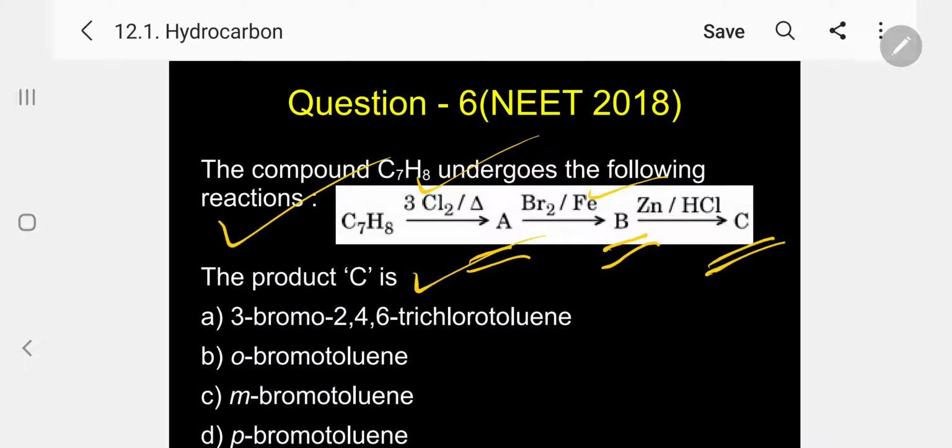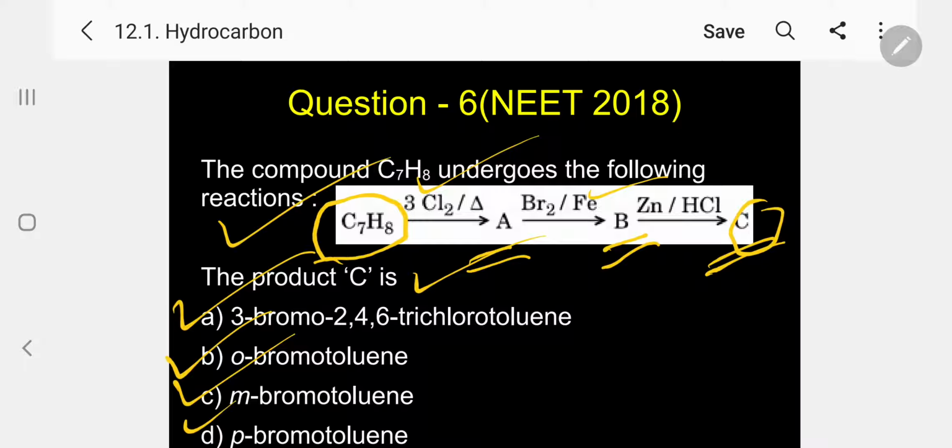They are not asking about A. They are not asking about B. They are asking about C. What is C? The four options are given. A, 3-bromo-2,4,6-trichlorotoluene. B, orthobromotoluene. C, metabromotoluene. And D, parabromotoluene.